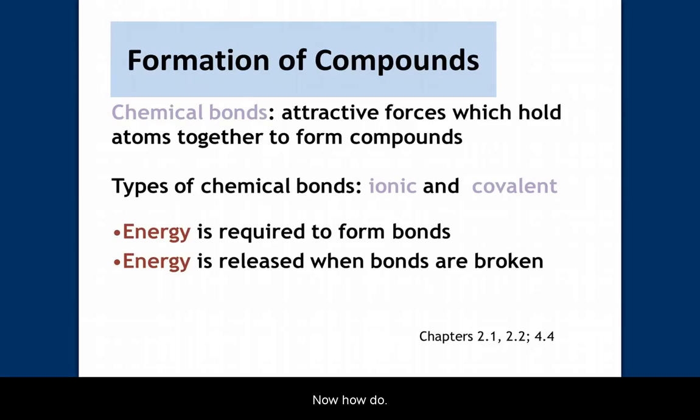Now, how do compounds form? By chemical bonds. It is the attractive force which holds atoms together. There are two different types, and I'm not going into any more detail on these, but there are ionic and covalent bonds. To make these bonds, it requires energy to form the bonds. When these bonds are broken, when you're breaking down one of these compounds, energy is released. So to form a compound, you need energy, and to break the compound, it releases the energy.